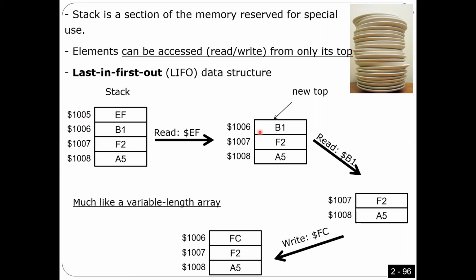Now it's 1006, 1007, and now after I write again, it is 1006. Okay, guys. So you can see the stack is much like a variable length array. Every time you write to the stack, it actually grows. Every time you read from the stack, it shrinks, as you can see here.